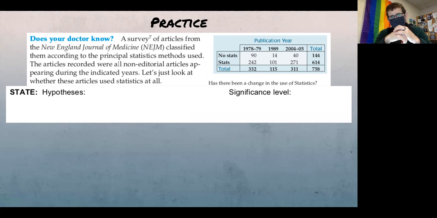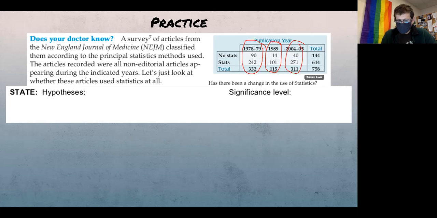And now there's the question, has there been a change in the use of statistics? And this is a test of homogeneity because we're saying with these, and it can be more than 2 samples, with these 3 different samples that were taken on one variable, did they use stats or did they not? So of these 3 different samples, does it appear that these distributions are different, or are these distributions the same?